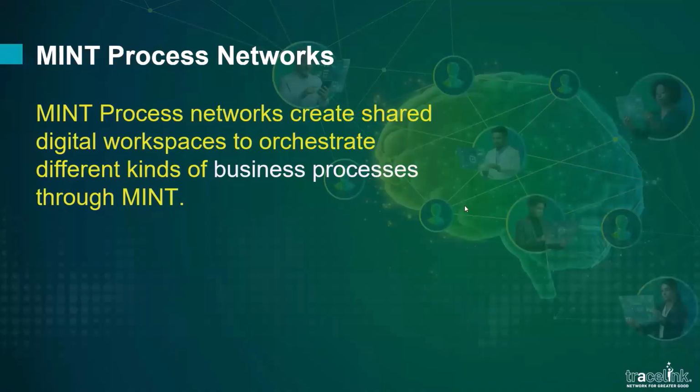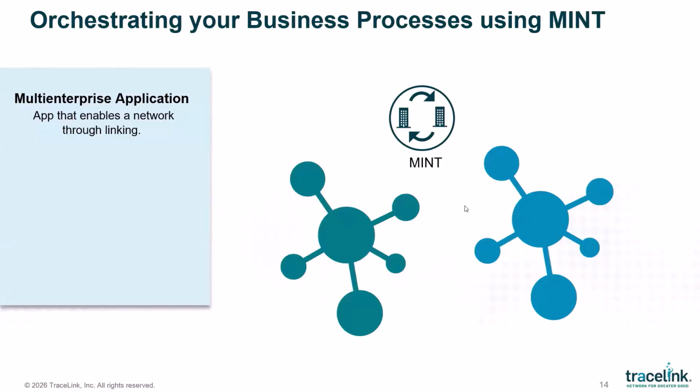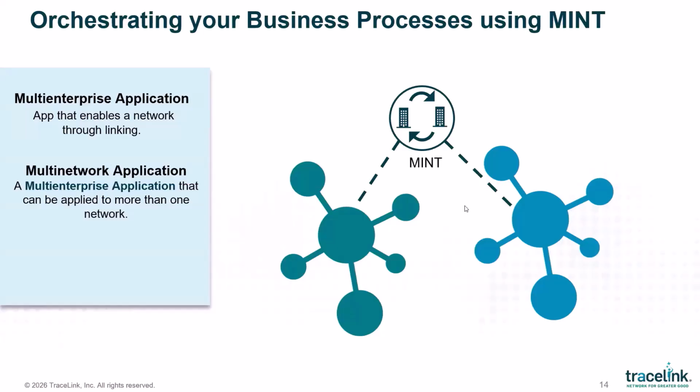As mentioned earlier, Mint Process Network creates a shared digital workspace to orchestrate different kinds of business processes through a single platform. Let's take a look at what we mean by orchestrating business processes. A multi-enterprise application enables a network through linking to partners. Mint is a multi-enterprise application. It's also considered a multi-network application, which is a multi-enterprise application that can be applied to multiple process networks.